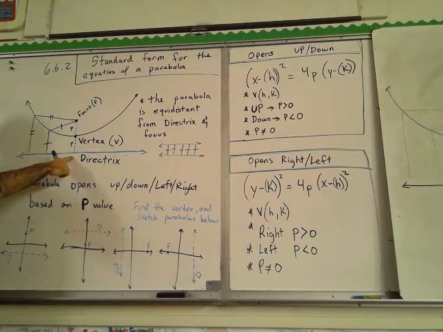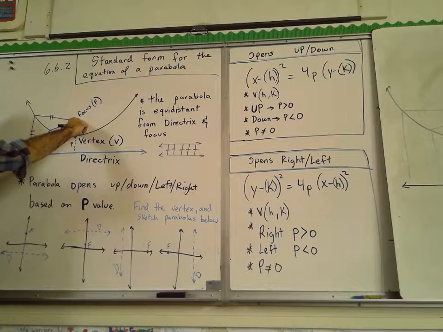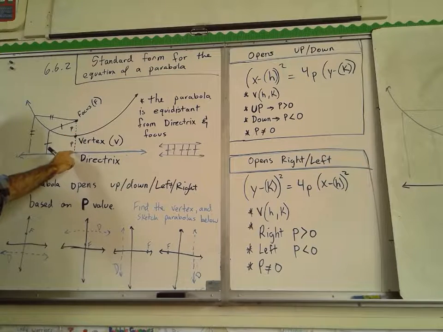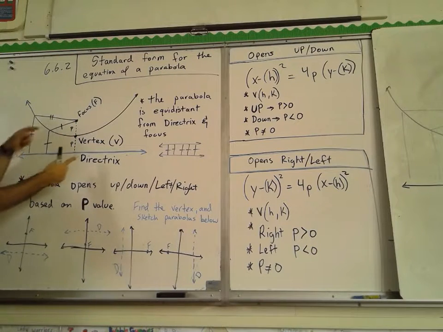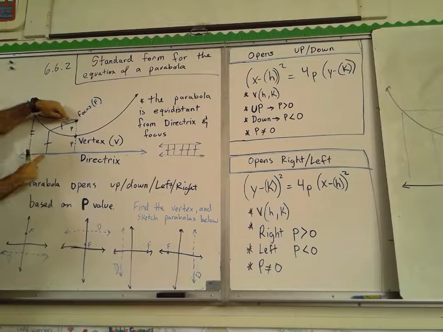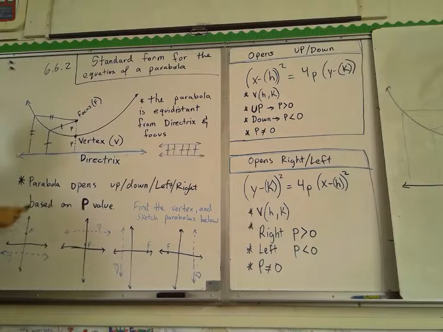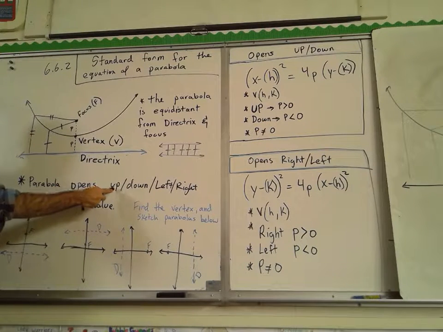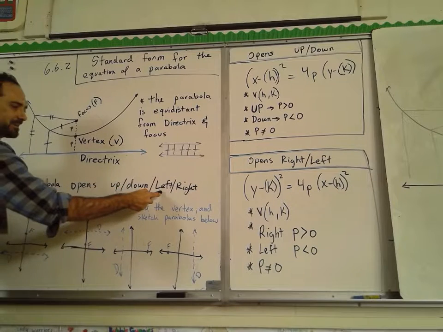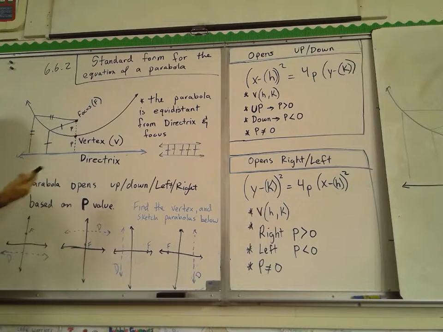This p value is just showing that the vertex is halfway between the directrix and the focus, as are every single point. So I put this one dash here because these lines are the same distance. Okay. So just keep that idea in there. The parabola opens up, down, left, or right, based on what that p-value is.